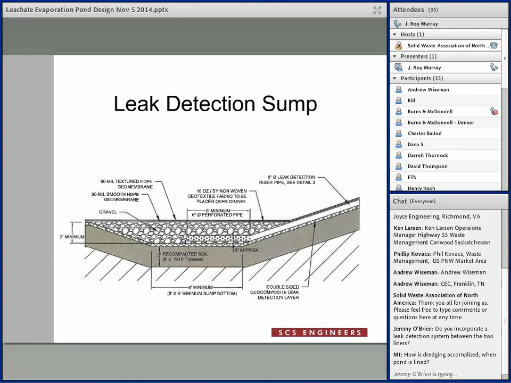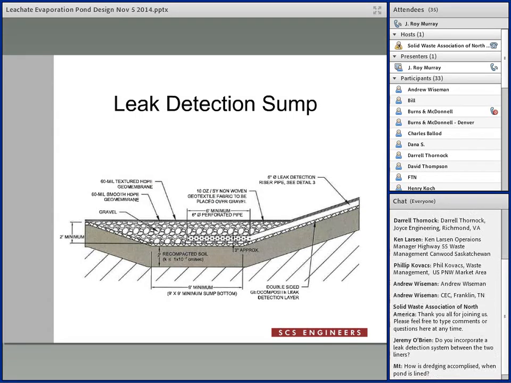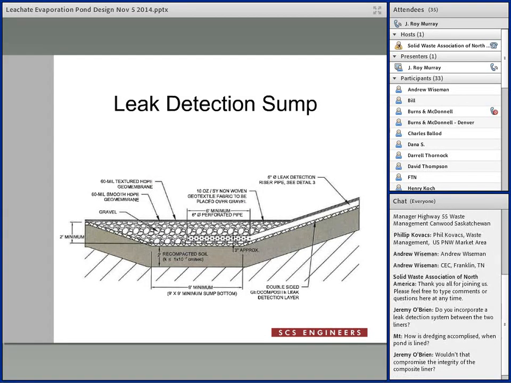This is just a detail of the sump. You're simply building something that's very similar to a landfill sump, just underneath the geomembrane. You've got a riser pipe and some perforated pipe and gravel, and that's that.